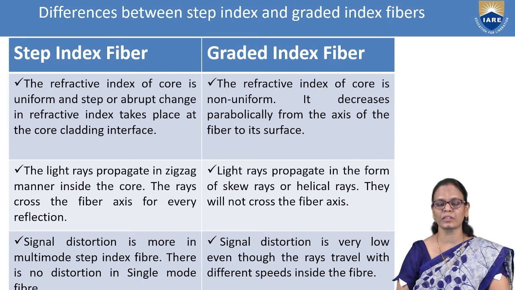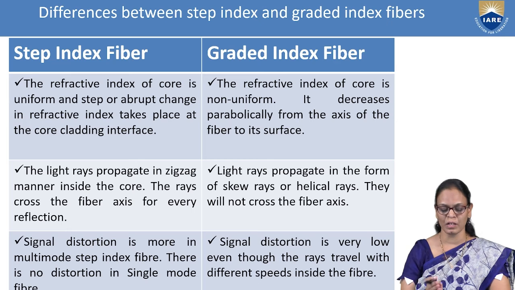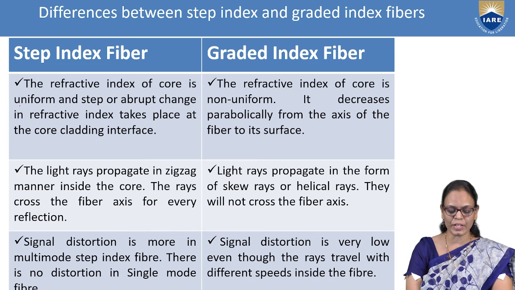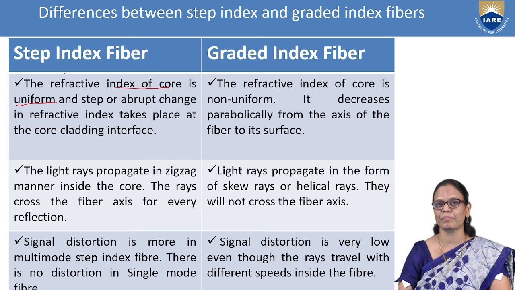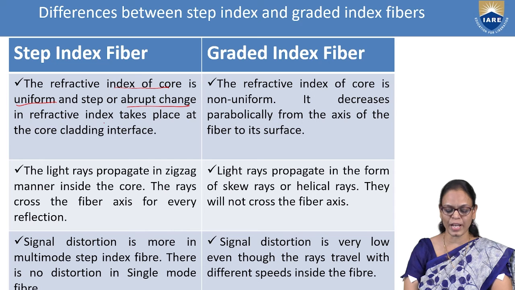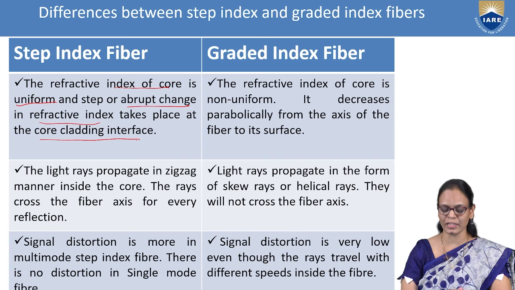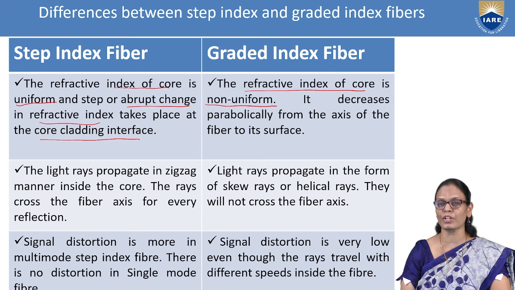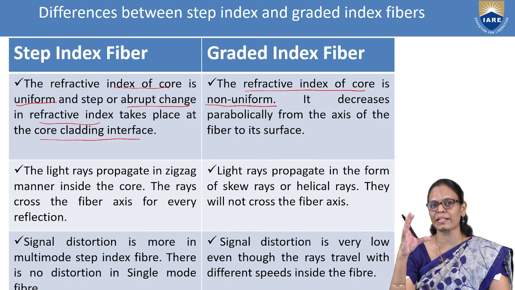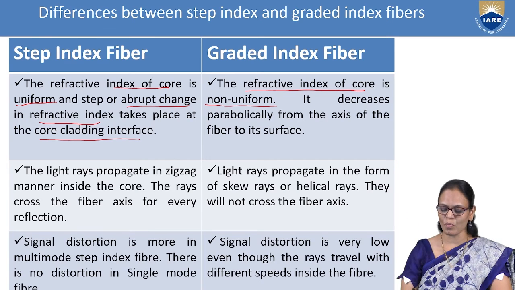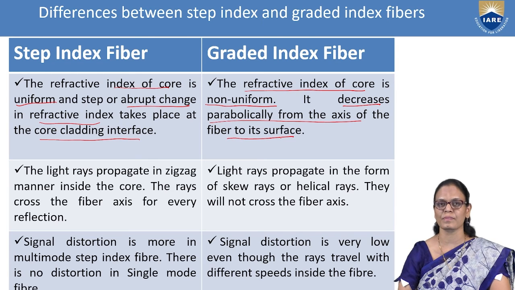So we also have the comparative study between the step index fiber and the graded index fiber. The refractive index of the core is uniform in step index fiber, and there is an abrupt change in refractive index at the core-cladding interface. So from the core to the cladding, there is a change in refractive index. But here, the refractive index of the core is non-uniform. How is it non-uniform? At the center, it is maximum, and as you go away from the center, it goes on decreasing. So it decreases parabolically from the axis to the surface.